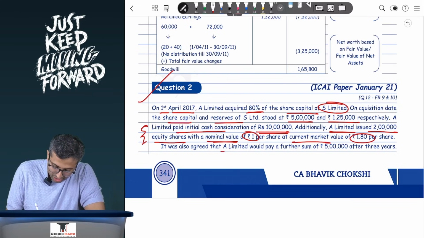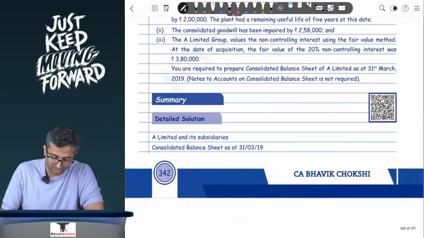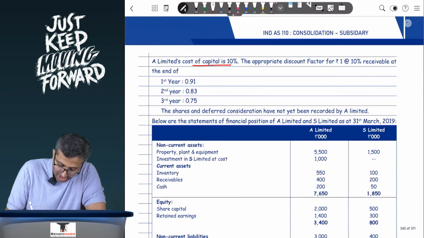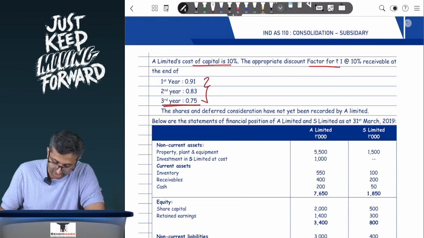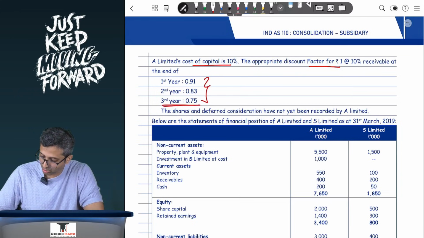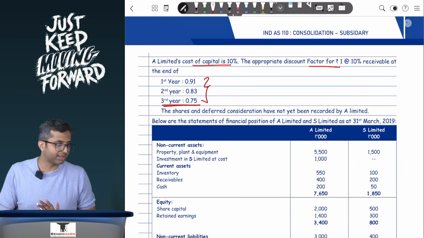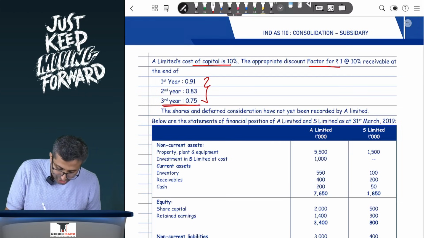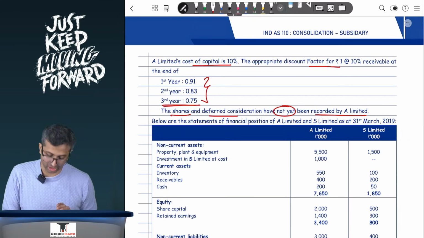It was also agreed that A would pay a further sum of 5 lakhs after 3 years. Okay, so this is deferred consideration, you have to pay after 3 years. A's cost of capital is 10% and the appropriate discount factor is given to you. So, these are the 3 factors. For you, the relevant factor is 0.75, and hence 5 lakhs into 0.75, this is 3,75,000, which will be deferred consideration, which is a financial liability. Shares and deferred consideration have not been recorded by A Limited. So, there is an error in the SFS, we will have to rectify the error first.